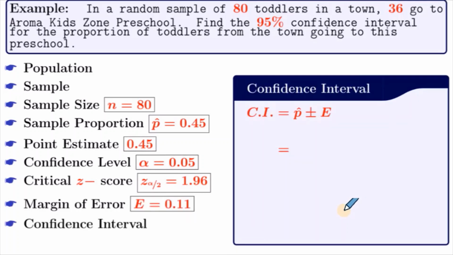Finally, we can calculate the confidence interval. It is simply p hat plus or minus the margin of error. This E is the margin of error. So let's plug in the values. This becomes our p hat, 0.45, plus or minus our E, 0.11. Now when you do 0.45 minus 0.11, you get 0.34. And when you add 0.45 plus 0.11, you get 0.56.